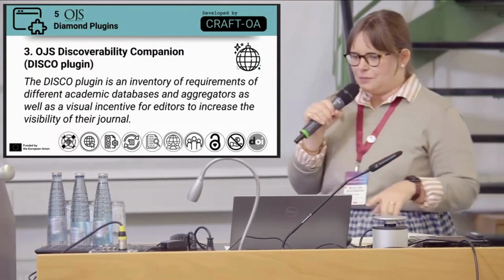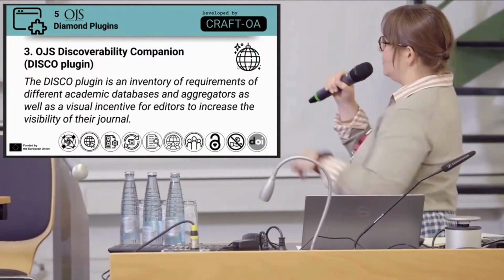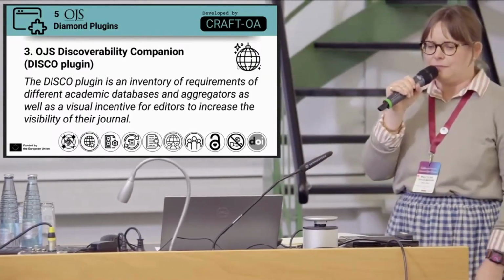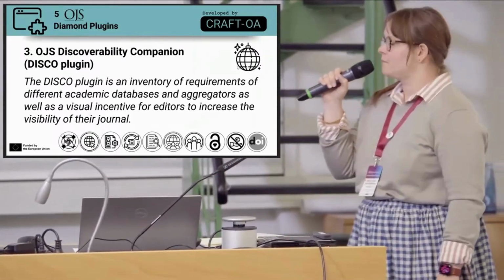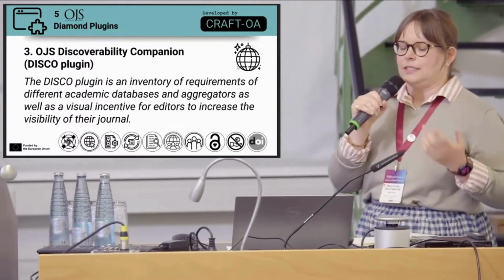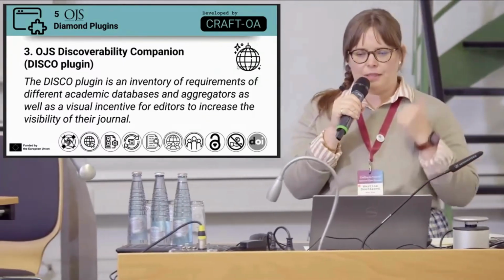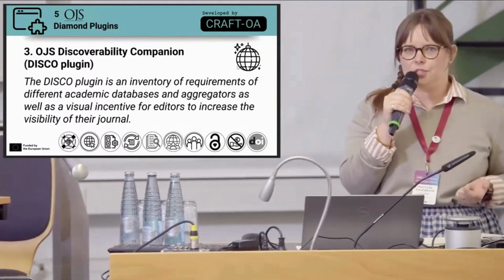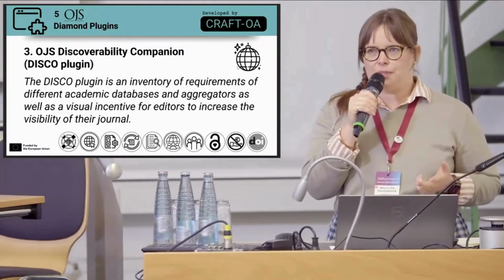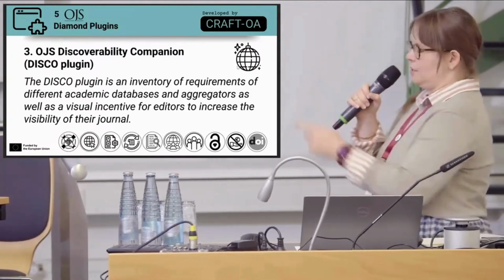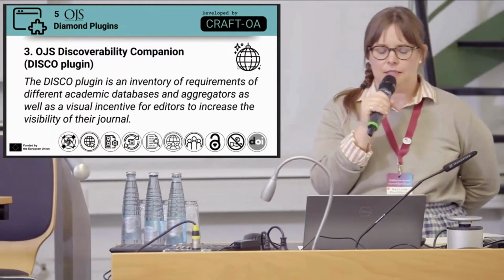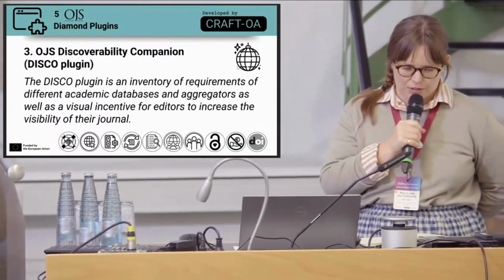The Disco plugin comes with this nice set of badges. We call them badges, and if you enable them, they will show on your journal's homepage that your journal, for example, is community-owned, that the journal assigns DOIs, that the journal does not charge APCs. So there is a whole lot of them, and you can see the explanation in the Disco plugin descriptions.